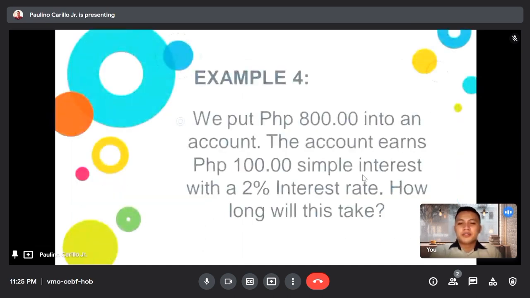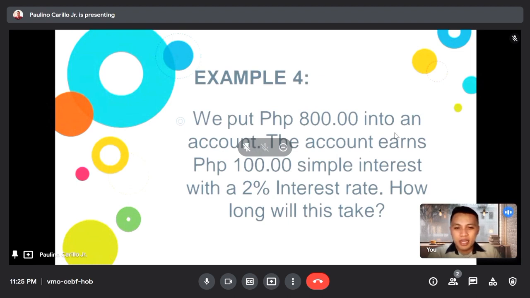Example number 4. We put 800 pesos into an account. The account earns 100 pesos in simple interest with a 2% interest rate. How long will this take? Now the question is, how long will this take? It is obvious that the ask for this problem is the time, which is in terms of years. How are we going to solve this?